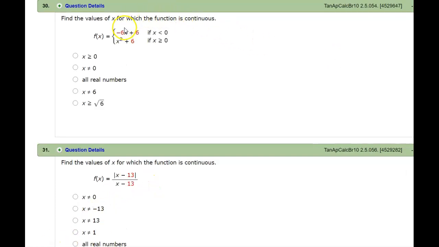For number 30, both of these pieces are nice. It's a line in the first one, it's a parabola in the second one, so they're defined everywhere. So unless they don't meet up, so when I put 0 in here and 0 in here, if they don't have the same value here, they're discontinuous there. But if the values are the same, they're continuous. You could put this in your calculator in Y1 and check to see that they actually do not match up.